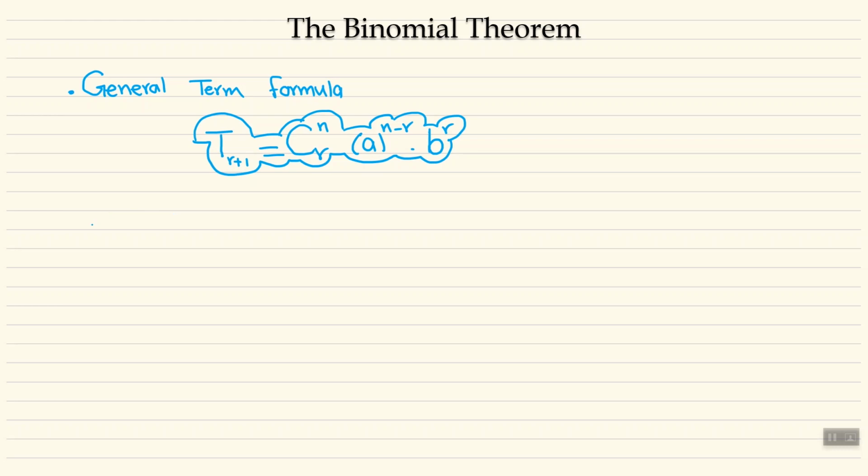There is another formula that is important. It's the ratio of two consecutive terms. It's like this: t r plus 1 over t r equals n minus r plus 1 over r, I think you have seen this rule before, times b over a.